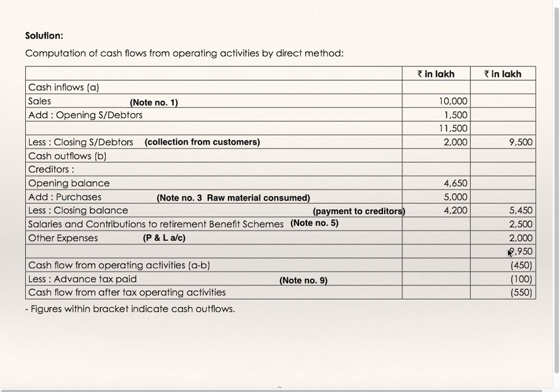You will get cash flow from operating activities, that is 9,500 minus 9,950. Cash inflow minus cash outflow. Outflow is more, so it is negative 450. Deduct advance payment of tax, note number 9. Just now we have seen 100. So cash flow from operating activities is minus 550. Figures within the bracket indicate cash outflows.